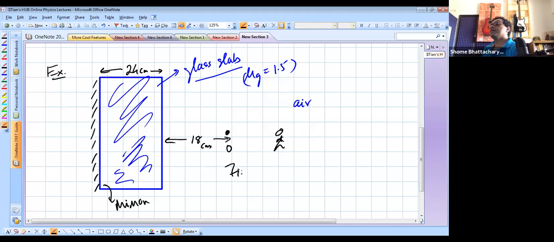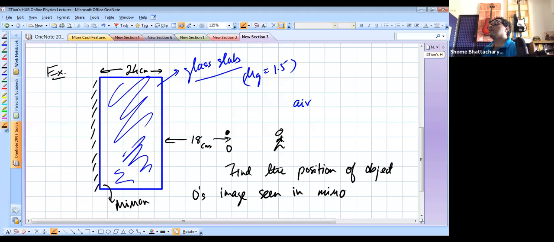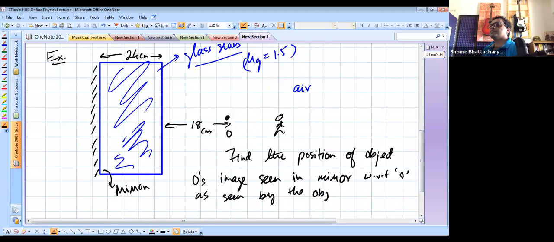So we have to find the position of the object O's image seen in the mirror with respect to O as seen by the observer. Okay, so just start working on this, we will discuss.